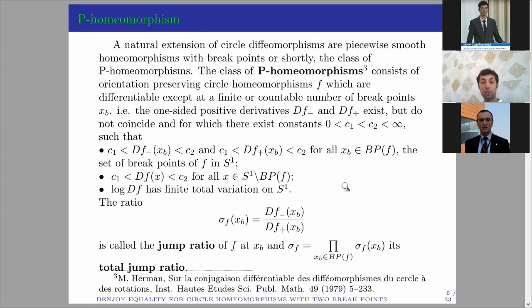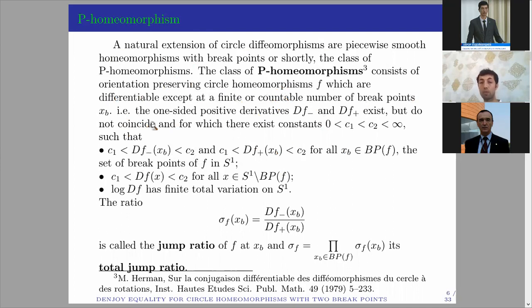Now let me introduce P-homeomorphism classes. The natural extension of circle diffeomorphisms are piecewise smooth homeomorphisms with breakpoints. Shortly, we call them P-homeomorphisms. The class of P-homeomorphisms consists of orientation preserving circle homeomorphisms which are differentiable except at a finite or countable number of breakpoints.